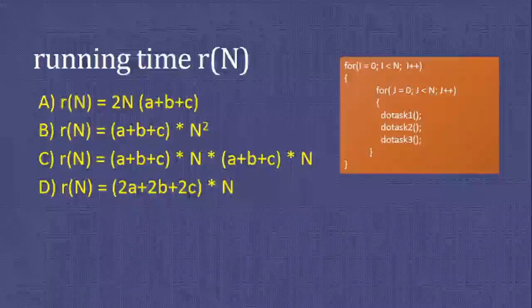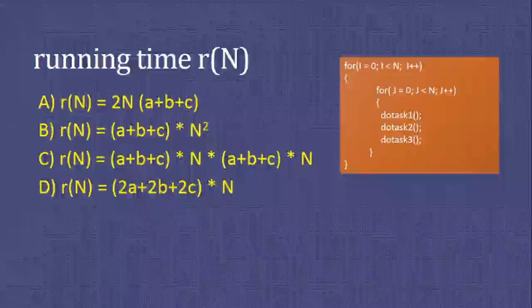No. We know that in a nested for loop, the outer loop runs for n times and the inner loop runs for another n times. Then task 1, task 2 and task 3 will be done a total of n square times. Since we don't have any factor involving n square, we can omit A. So let us come to C.